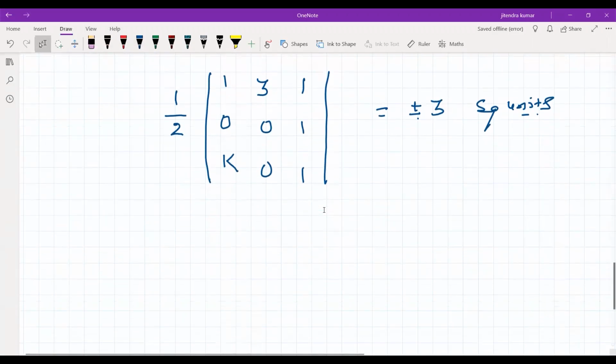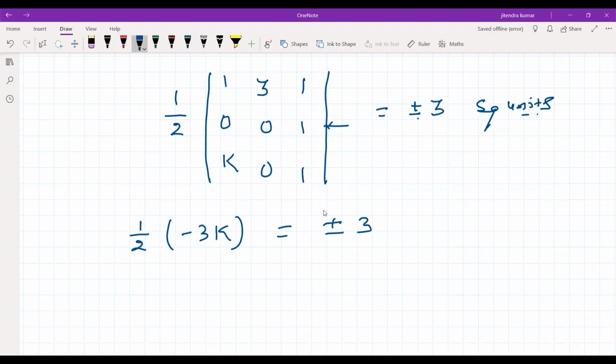Okay, so now let's first expand this determinant. Again, I'm expanding this determinant from the second row. So by the second row we will get here half of this will be equal to 0 minus 3k. Only minus 3k we will have. So this is equal to plus minus 3, or we can say minus 3k is equal to plus minus 6.